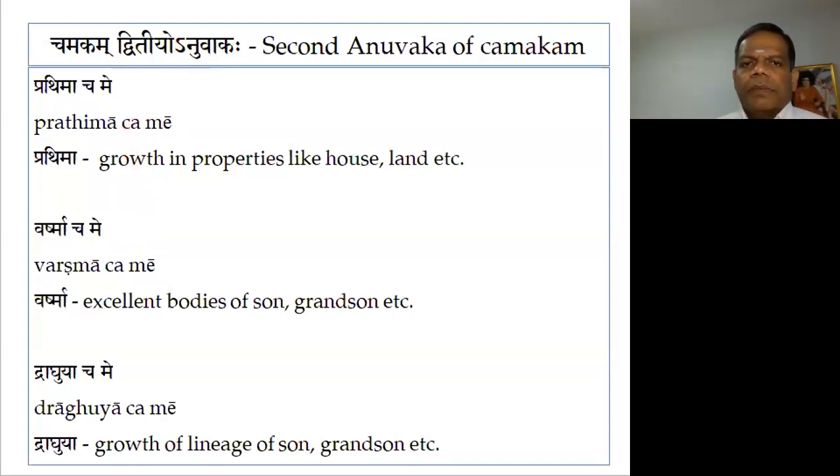Look at the next mantra. Varshma chame. In terms of pronunciation, the only letter you have to pay attention to is ish. This ish is cerebral sha. The tip of the tongue should point up. Varshma chame.